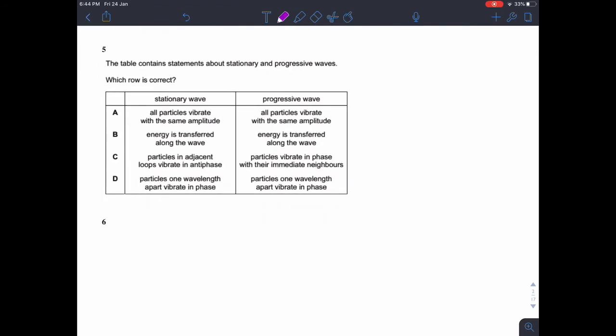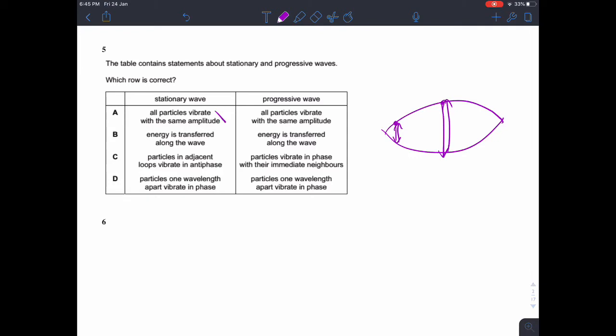Question number 5. The table contains statements about stationary and progressive waves. Which row is correct? Okay, let's look at the stationary wave column first. So all particles vibrate with the same amplitude. Well, in a standing wave, if you have a standing wave like that, then this particle here, the amplitude is that much, but this particle here, the amplitude is that much.